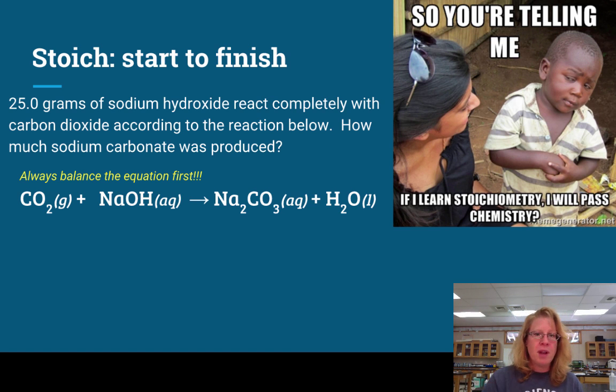So the problem is 25 grams of sodium hydroxide reacting completely with carbon dioxide. There's your reaction. I gave you the reaction itself. Make sure that you balance it. How much sodium carbonate was produced? So grab a piece of scratch paper, hit pause right now, and then see if you can do it.